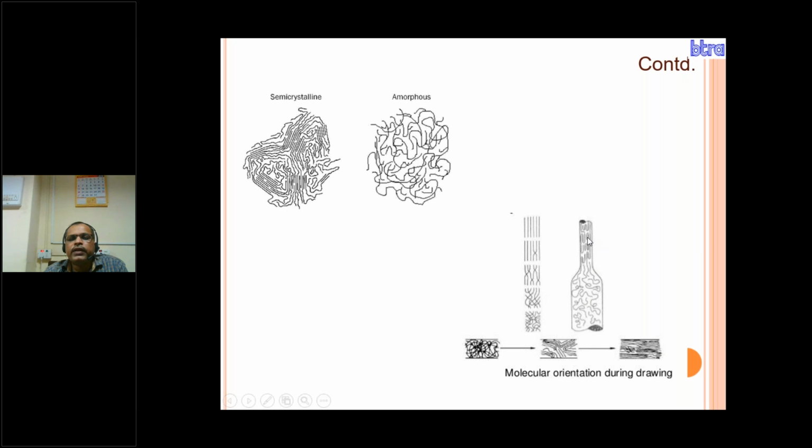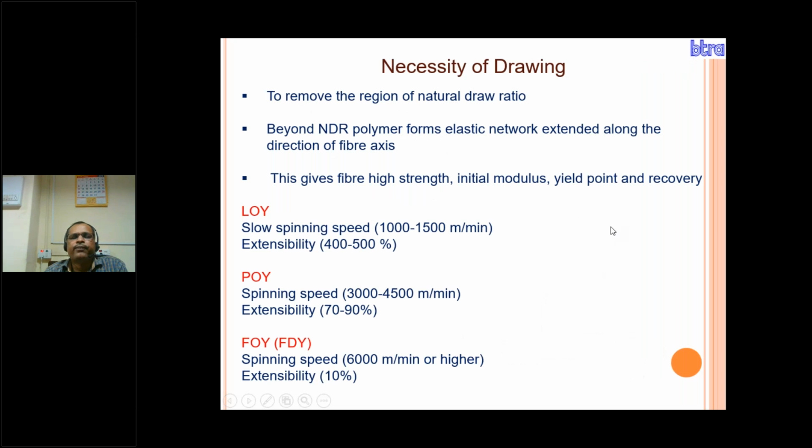And here, after drawing, is how these are arranged. These are the amorphous regions, where the polymer chains are randomly arranged. Here some portions are well arranged to form the crystals. This is the molecular orientation during drawing. It is very necessary after the spinning.